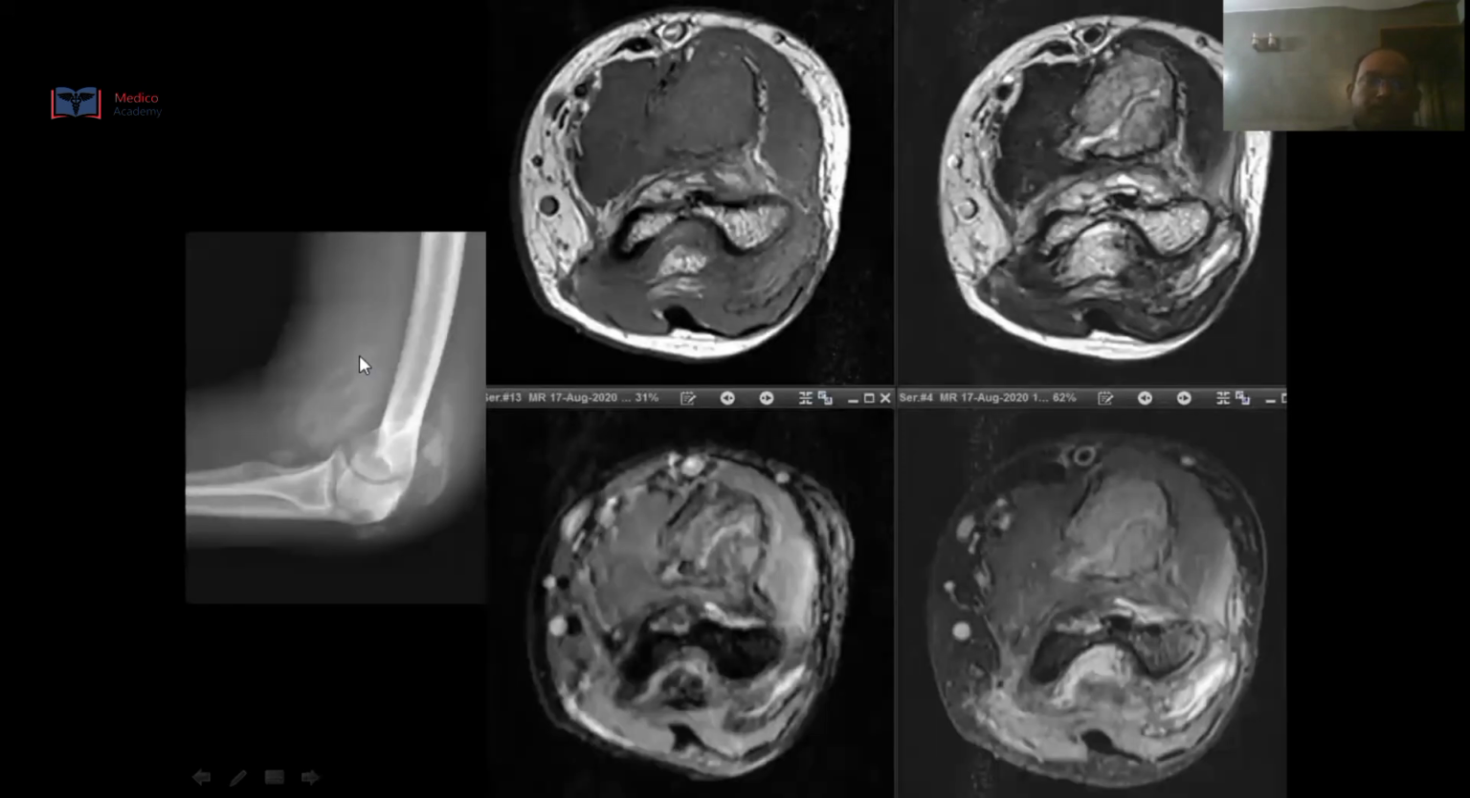This is an example where in the radiograph of the elbow you are able to see calcification around the elbow joint. This is the T1 and the T2 weighted image where you are able to see iso to hyperintense on T1 and heterogeneous hyperintense on T2. And on post contrast, there is a mild enhancement. This is a case of myositis ossificans.